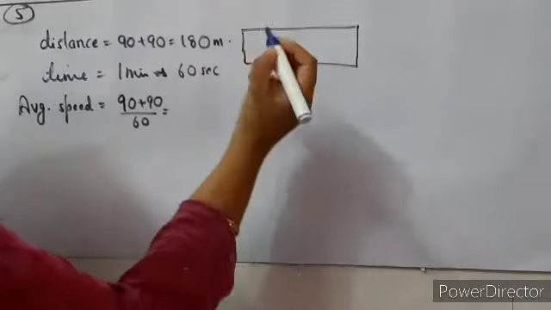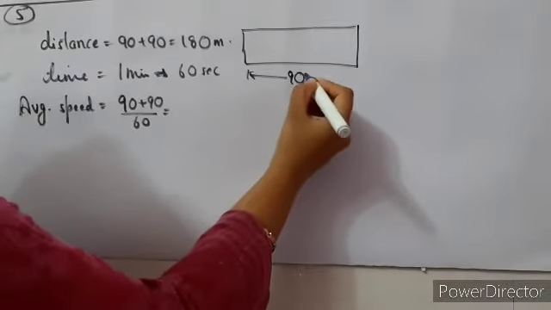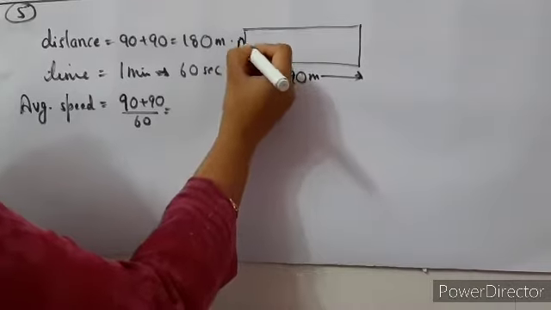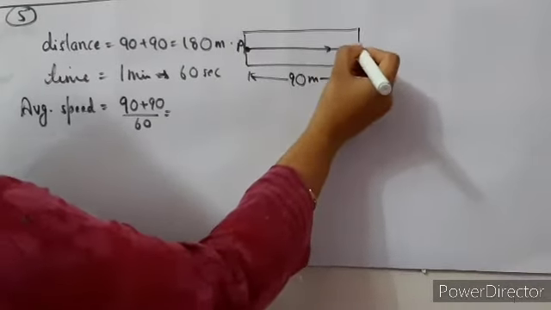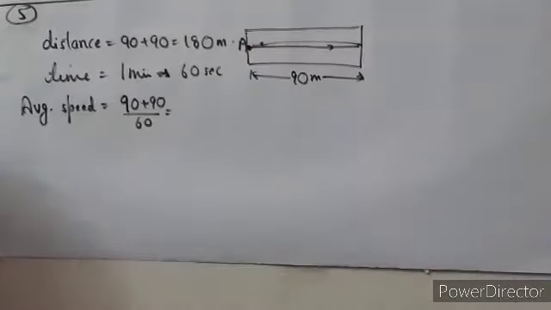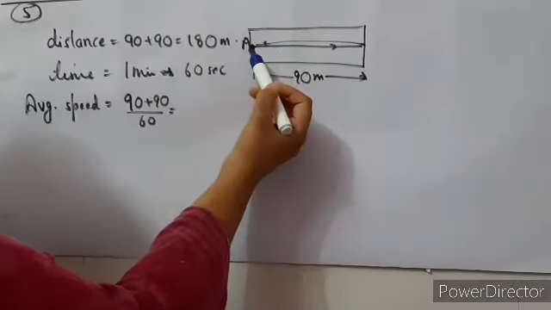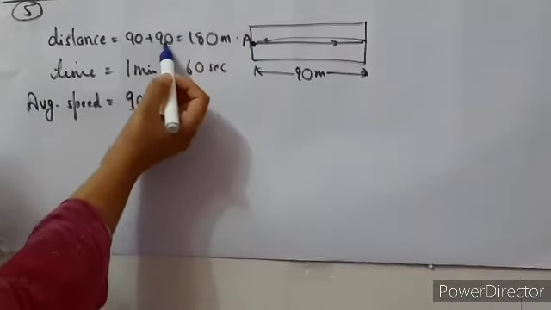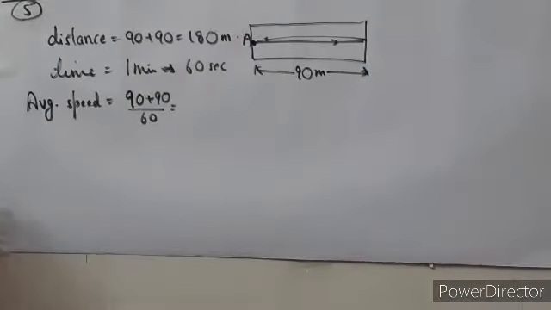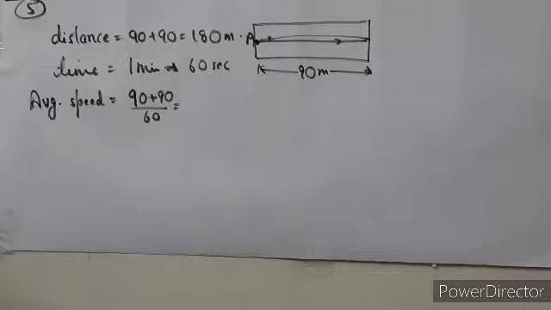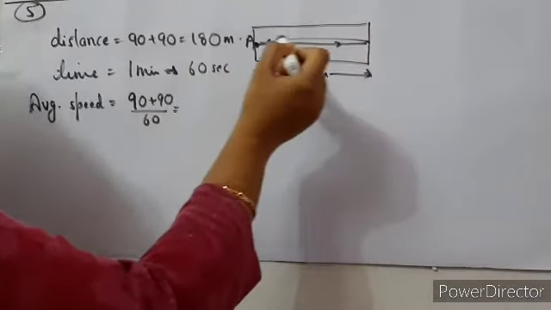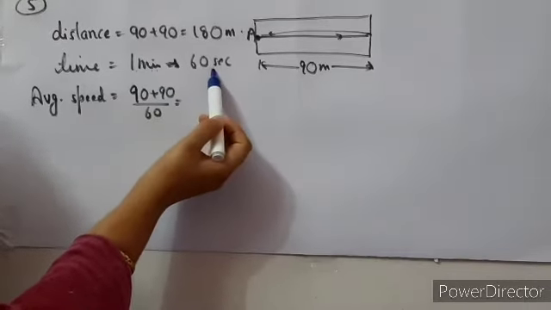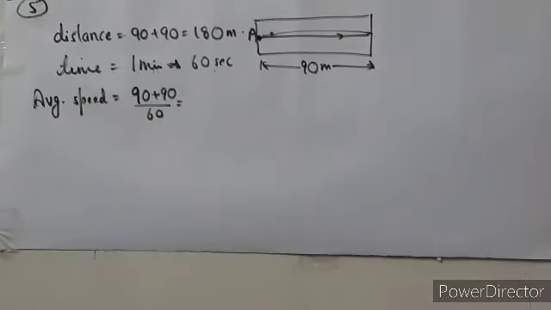Let's say this is your pool and the length of the pool is given to you as 90 meters. Usha swims from, let's say, point A, moves to this side and again comes back. So what is the total distance Usha covered? 90 going and 90 coming back. So the total distance covered is 90 plus 90. So what is the total distance? 180. And this total distance is covered in 1 minute. So time is 1 minute converted into seconds. So 1 minute is equal to 60 seconds.